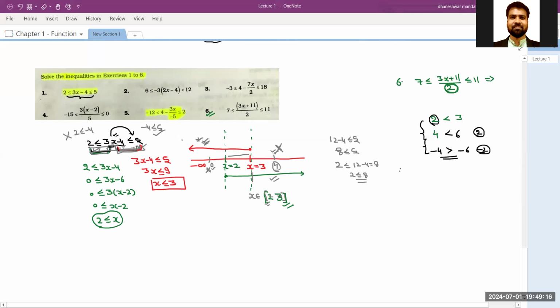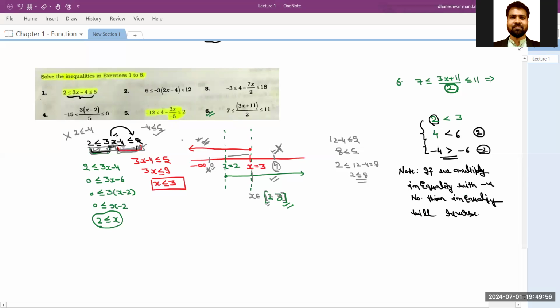Okay. So just write down. If we multiply inequality with negative number, then inequality will reverse.